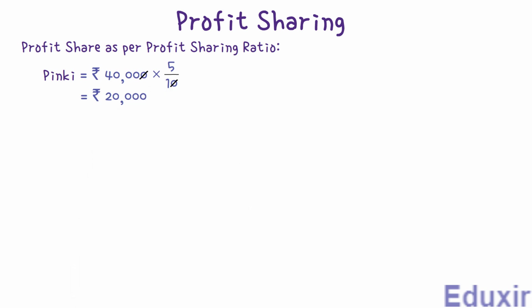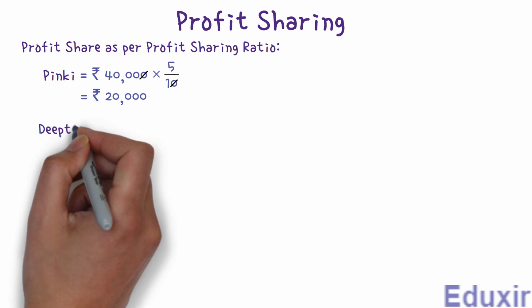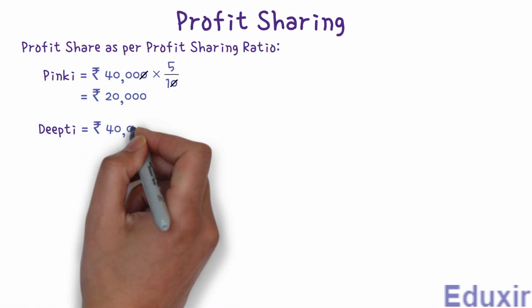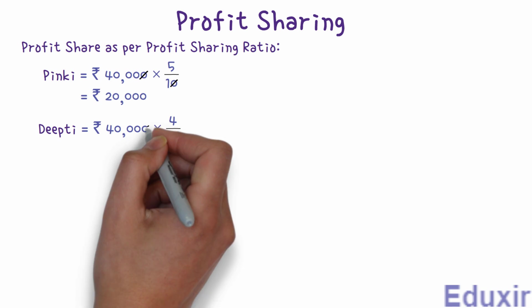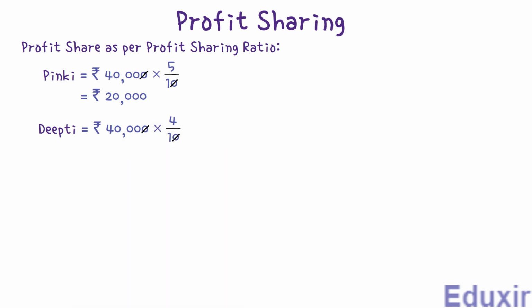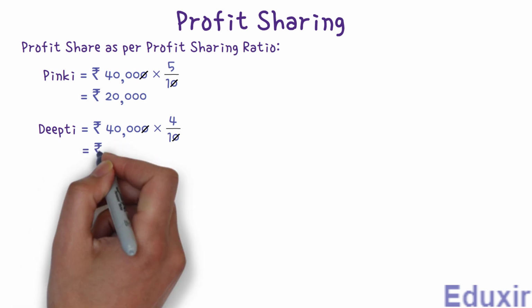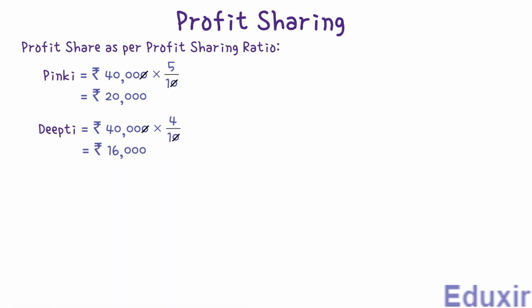Now, the profit share of the partner Deepti is equal to the total net profit amount of 40,000 rupees multiplied with her profit sharing ratio 4/10. Let's cancel the 0 in 10 for a 0 in 40,000 rupees. Now, if we multiply the remaining 4,000 rupees and 4, we get 16,000 rupees. This is the share of profit for the partner Deepti.